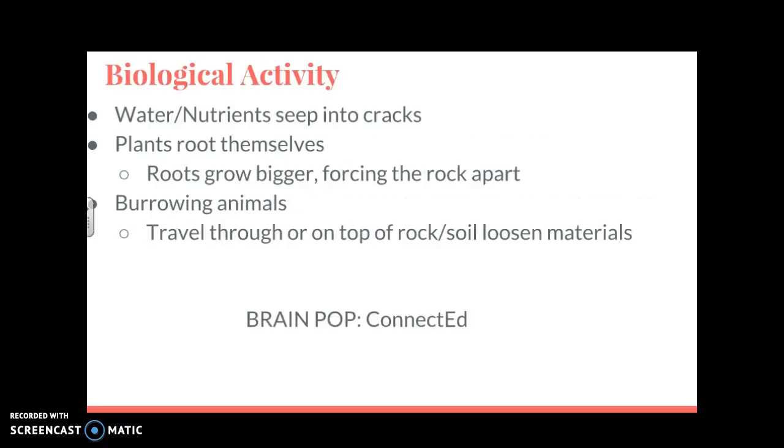Biological activity. Water and nutrients seep into the cracks, allowing plants to root themselves, and as those roots grow bigger, they force the rock apart. As far as animals are concerned, we have lots of animals that like to burrow into tight little places, and they travel through or on top of the rock and soil and loosen the materials.